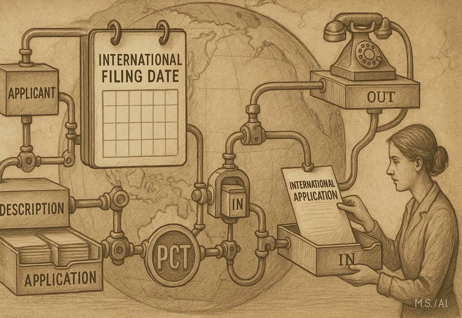What about the actual stuff in the application, the content? Right, the core elements. You need, first, an explicit statement saying you intend this to be an international application under the PCT. Can't be ambiguous.